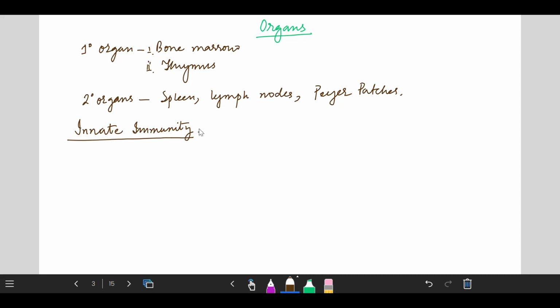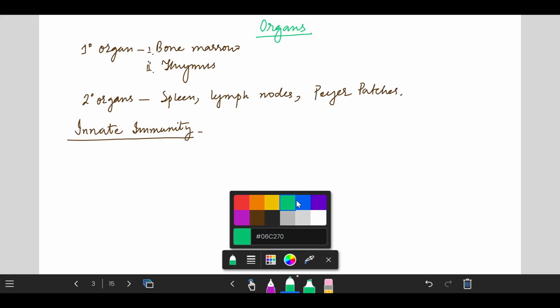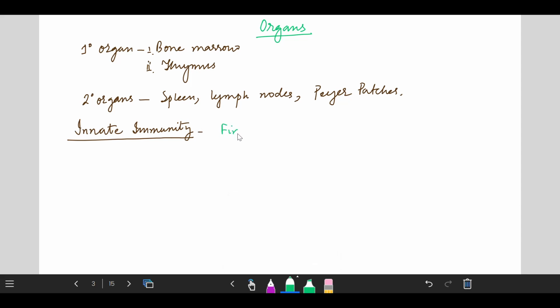I have told a lot of things. Now I will point out each and everything. So first, what I have told, that it is the first line defense of host. Okay. Second, I have told that it attacks the invading pathogens. Okay.